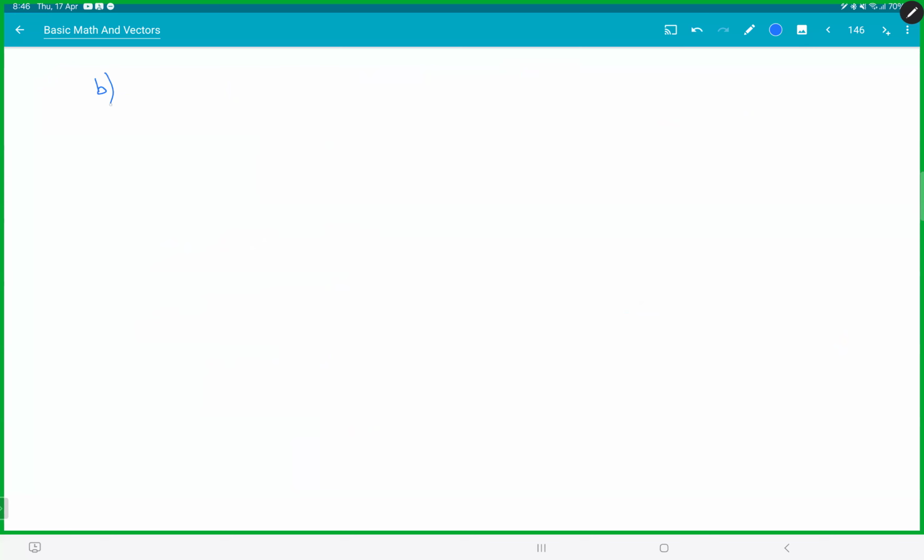The same question is framed this way. Let's say mod A bar is 2 times mod B bar is equal to 3 times mod C bar. So values are not given, there's just some relation between them, and A bar plus B bar is equal to C bar. Same story, find angle between A bar and B bar.